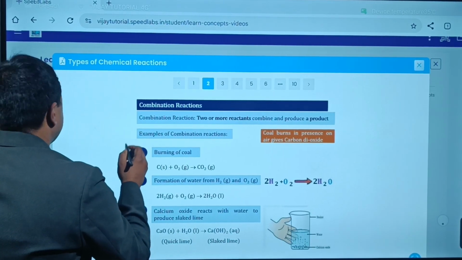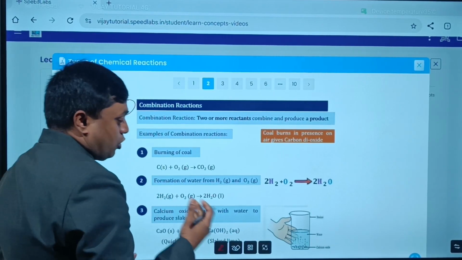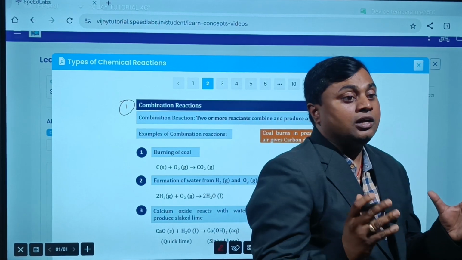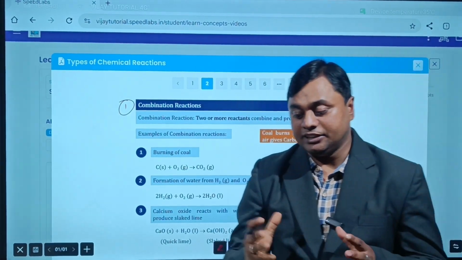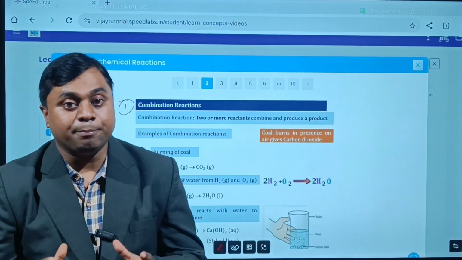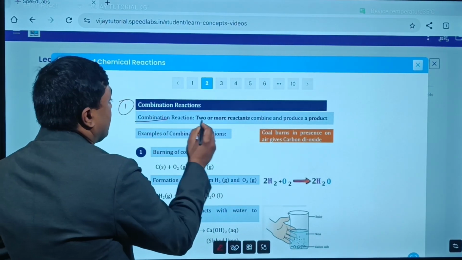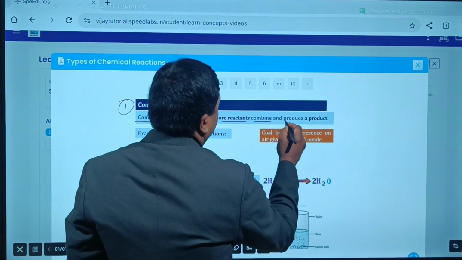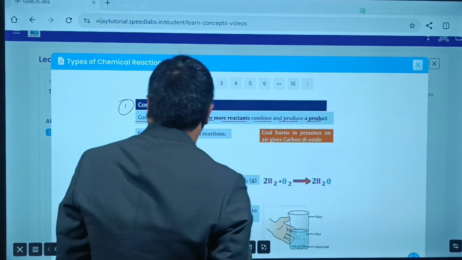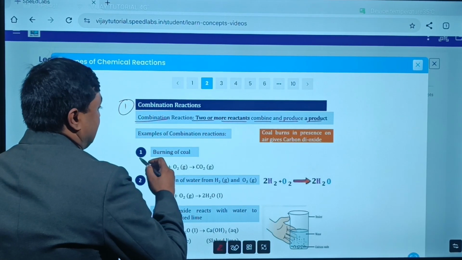As the name suggests, combination reaction is also called a synthesis reaction. Here generally 2 or more substances combine to form a single substance. So in a combination reaction, 2 or more reactants combine and produce a product. So we can see the types of combinations here.